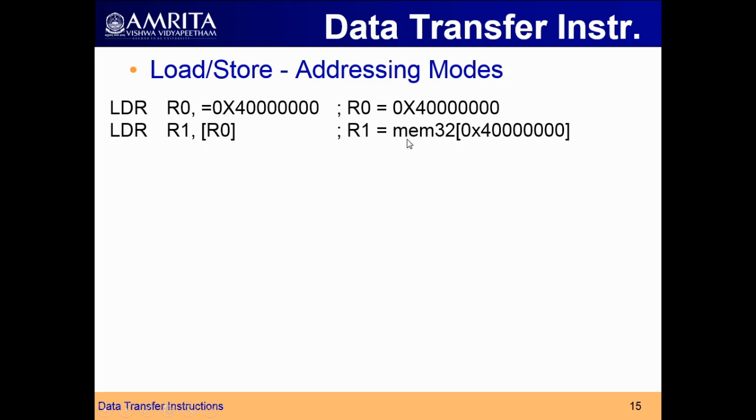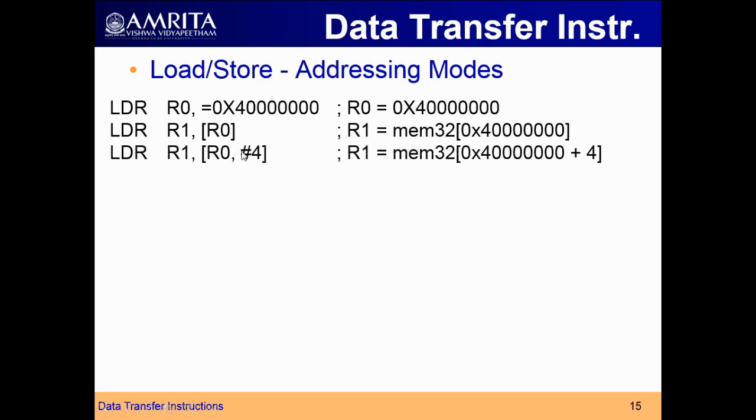Right? And one word of data will be moved. Why? Because it is LDR. That is why it is written memory 32. One word will be moved from this address location to R1.